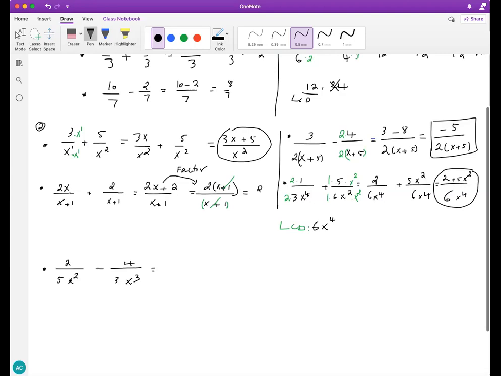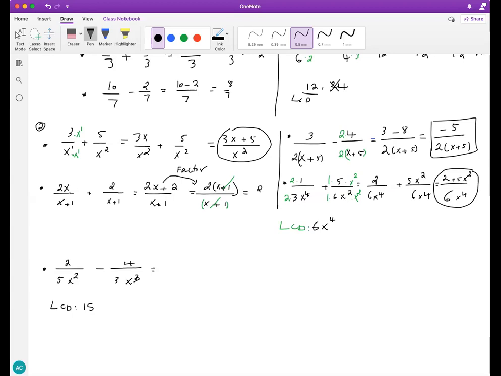First of all, can we subtract these two right away? No, we can't. Why not? Because the denominators are not the same. So we need to find an LCD. Again, start with the numbers. We have 5 and 3. The LCD for 5 and 3 is 15. That's the first step.